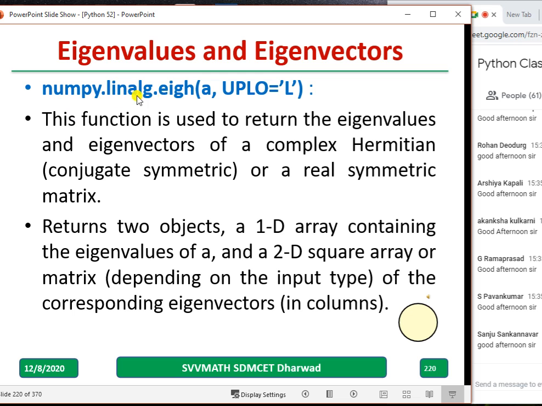Eigenvalues and eigenvectors. In that, I just told you if you use eigh, you have to supply whether low or high. By default it will take low. This function is used to return the eigenvalues and eigenvectors of a complex Hermitian or real symmetric matrix, and returns two objects: a 1D array containing the eigenvalues and another 2D square array or matrix. Depending upon the input type you are giving, it will give the eigenvectors. Just read it once or twice, and we will use eig, write a small program and see the output.